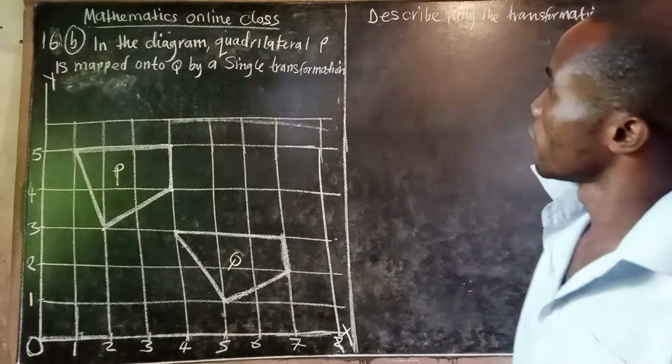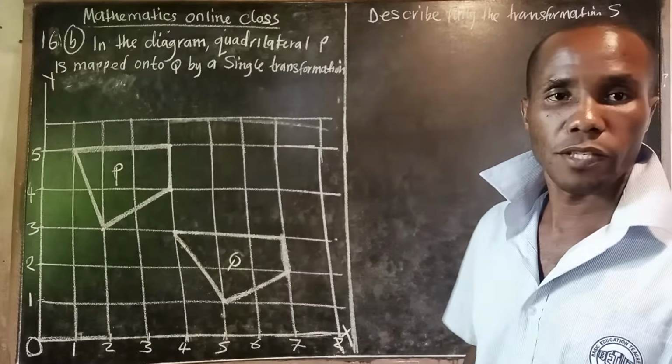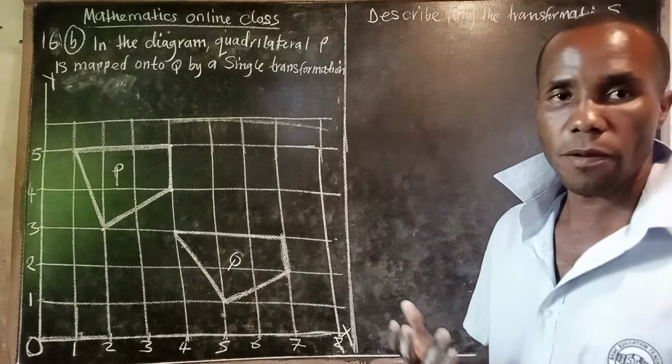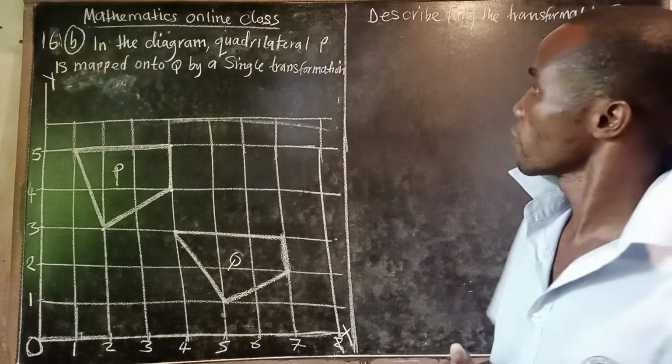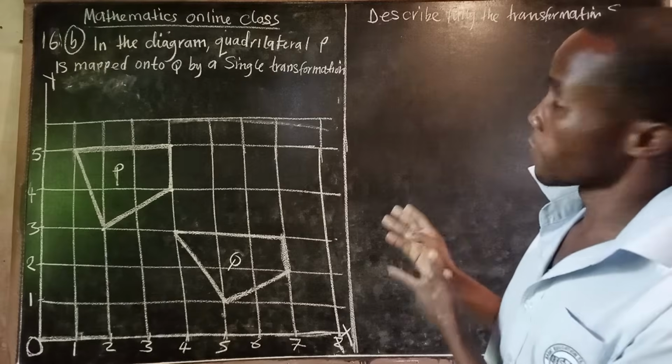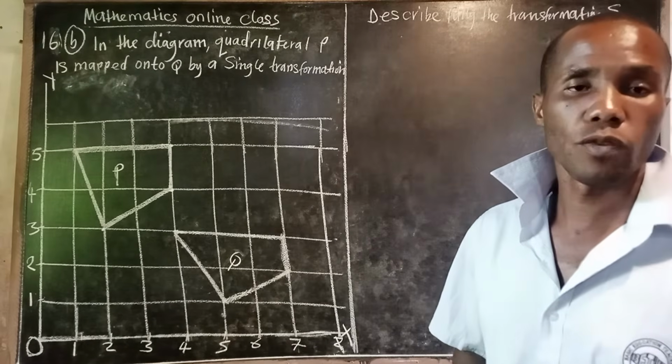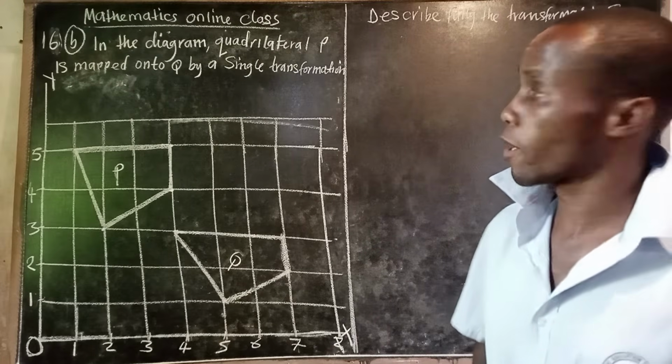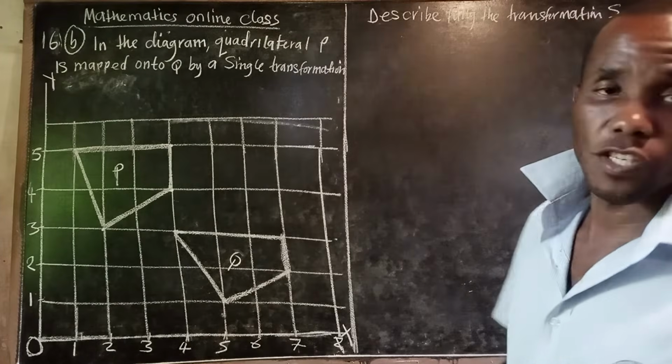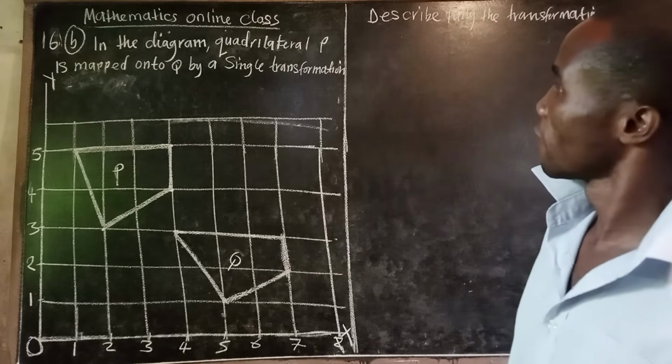Okay. So today we are looking at question number 16. Remember the past papers that we are solving. This is specifically 2025 GCE paper 1. Okay. And this was question number 16B.